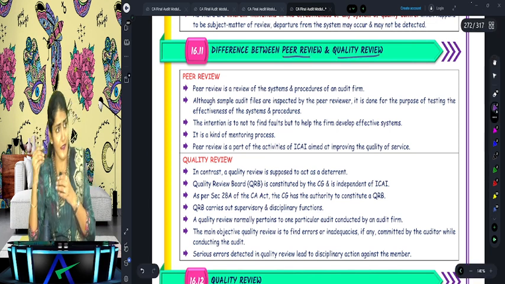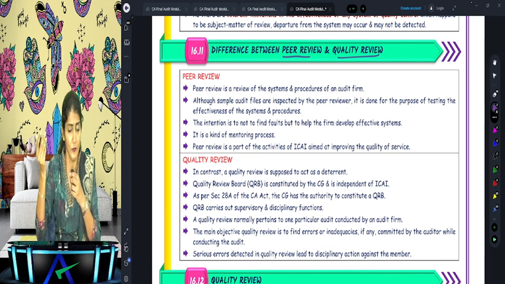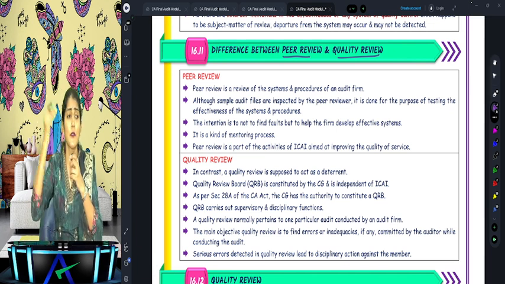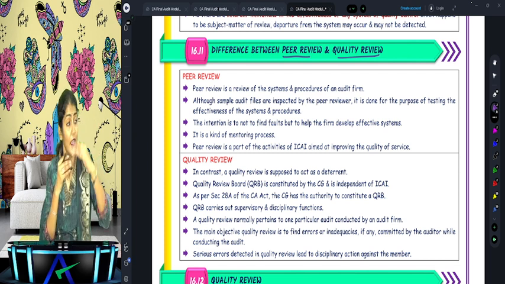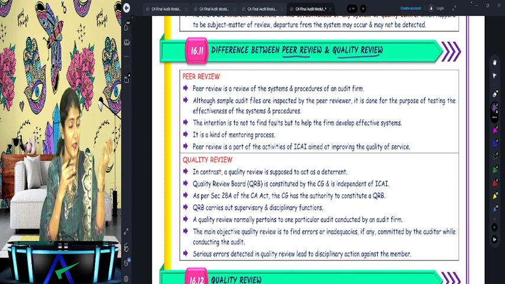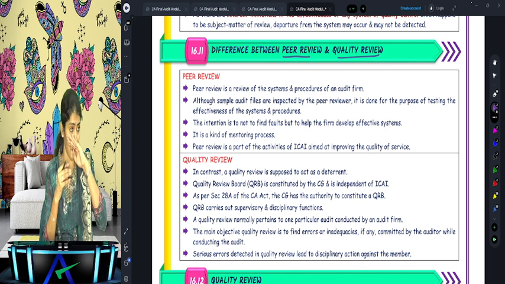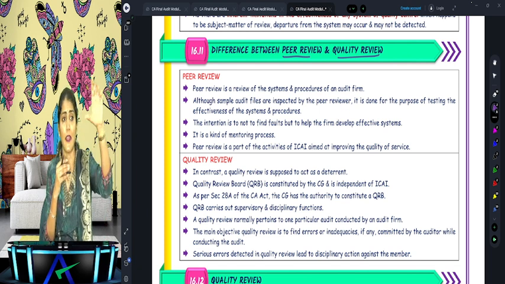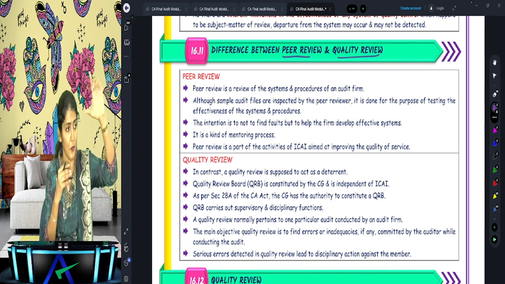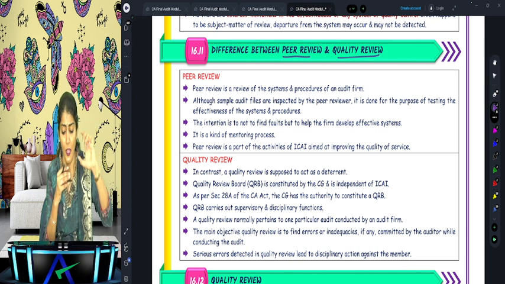Do you think there is a lot of difference between these two? One way to distinguish is to write point by point, drawing a left-hand side and a right-hand side, like how we studied the distinction between other audits and forensic audit, and between audit and investigation. That is one way. Now for peer review and quality review, have they written it point by point? No, they've written it paragraph by paragraph. One paragraph regarding the peer review and then one paragraph regarding the quality review.